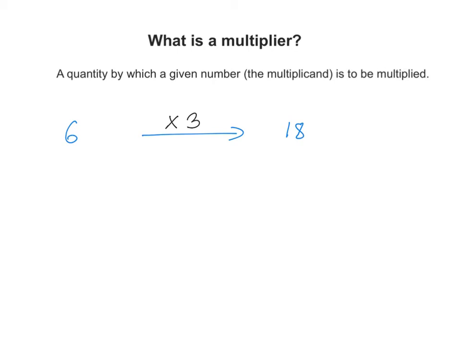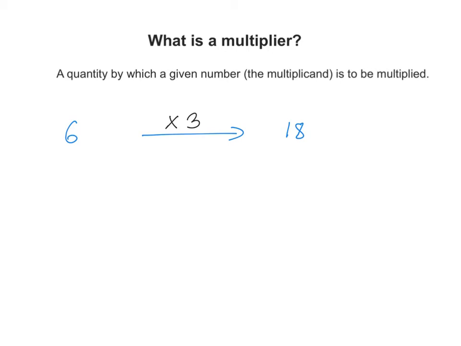In this example here, the 6, the given number that is being multiplied, is the multiplicand. This is the multiplicand. And the quantity that I am multiplying by is called the multiplier. And the answer that I arrive at is called the product.